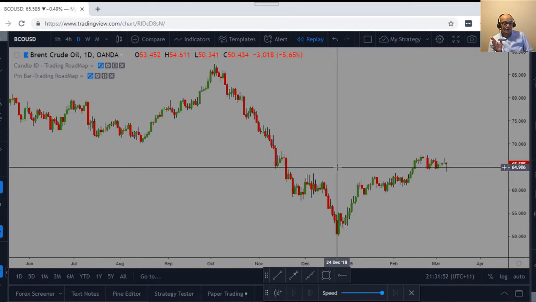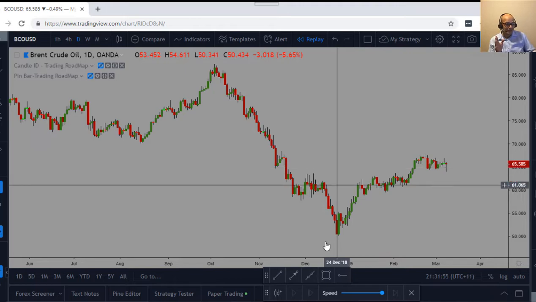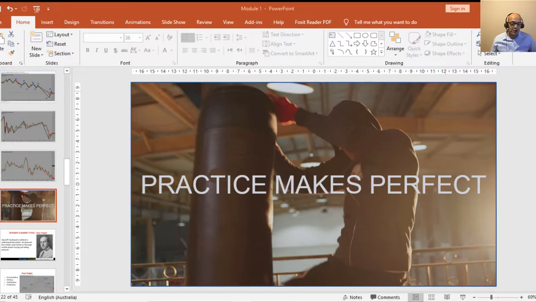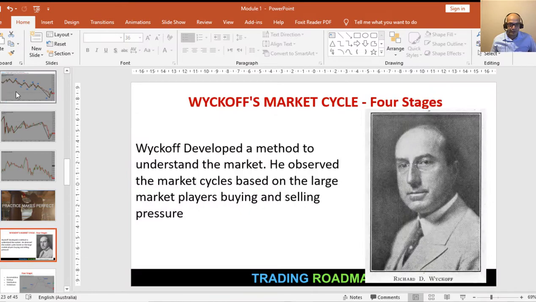I wish it's clear now for you, because that's very important. So let's jump to the next thing, which is the market cycle.